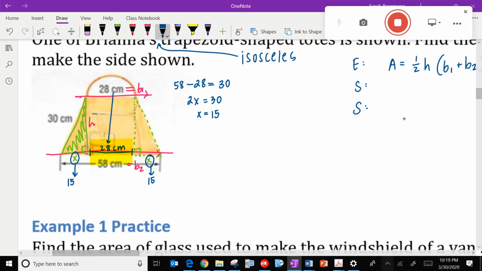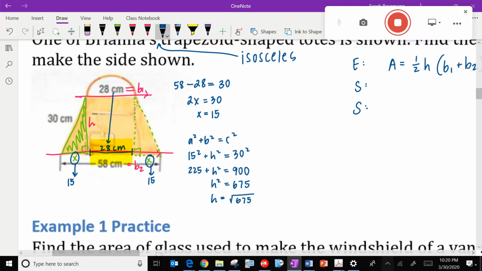So now that I know that this bottom piece x is 15, now I can use Pythagorean theorem. So I know a squared plus b squared equals c squared. So 15 squared plus h squared equals 30 squared. 15 squared is 225. 30 squared is 900. Subtract 225 on both sides, that gives you 675. To get h by itself, I need to square root both sides.